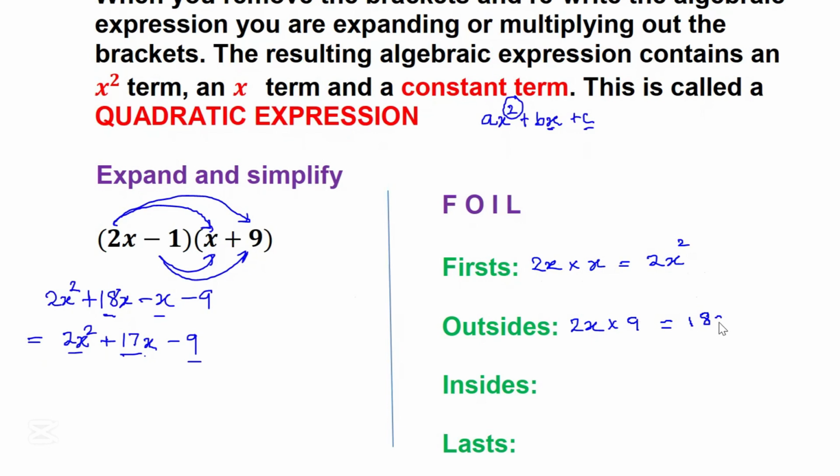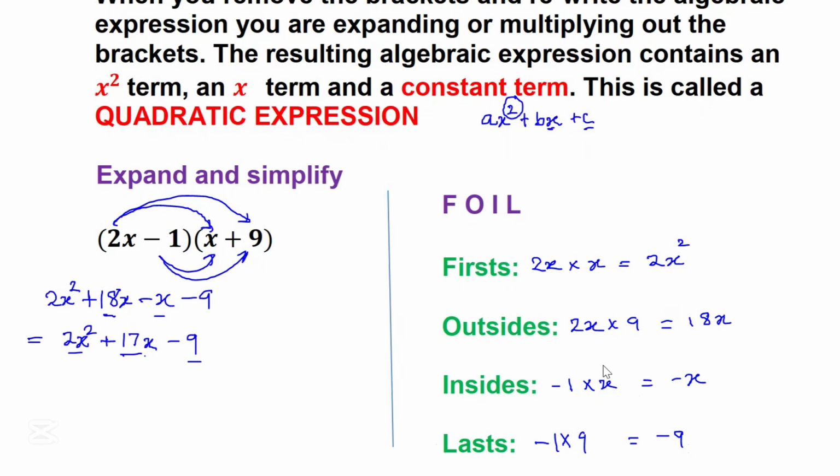That gives us 18x. Inside means you're multiplying the second term of the first bracket by the first term of the second bracket. Now, negative 1 times x. So we have negative 1 times x, and that gives negative x. And finally, last means you're multiplying the second term of the first bracket by the last term of the second bracket, which is negative 1 times 9. That gives negative 9.